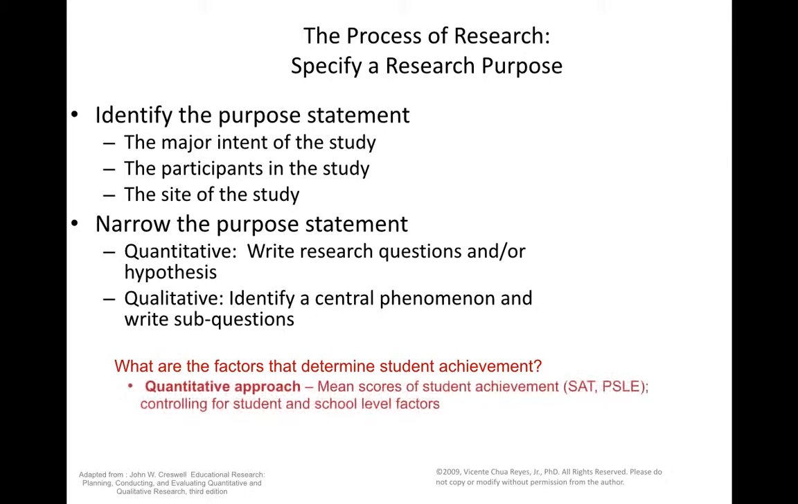Going back to the main focal point of this session, what are the factors that determine student achievement? If we use a quantitative approach, we could identify mean scores of student achievement. In the United States of America, they call it the Scholastic Aptitude Test. In Singapore, they call it the Primary School Leaving Examination. In Australia, we call it NAPLAN. Mean scores of student achievement, controlling for student and school level factors. This could be the research purpose. I want to find out the mean scores of student achievement, controlling for student and school level factors.